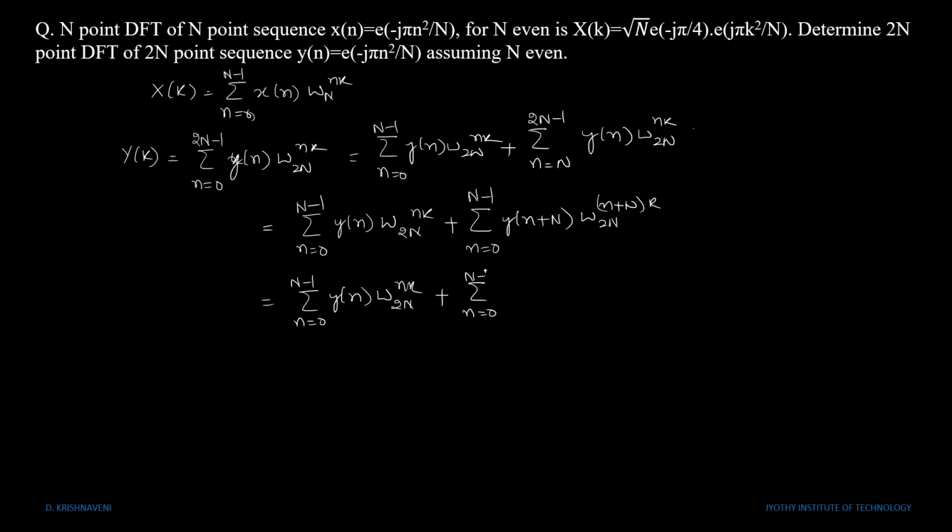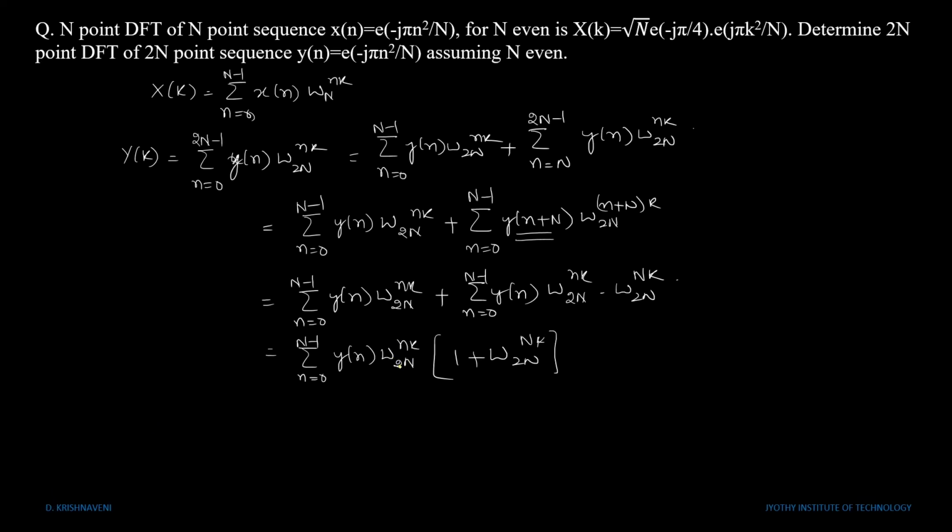summation n is equal to 0 to N minus 1. Y of n plus N will be equal to y of n, because y of n is 2N-point sequence and it is equal to x of n. So when I expand this it will be W 2N to the power of nk and W 2N to the power of capital Nk. So we will take out summation n is equal to 0 to N minus 1 y of n. Now W 2N to the power of nk, this I'll take common, so I'll get 1 plus W 2N to the power of Nk.